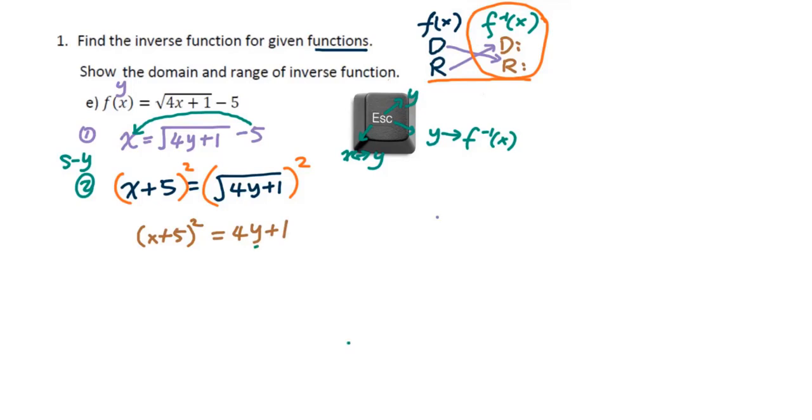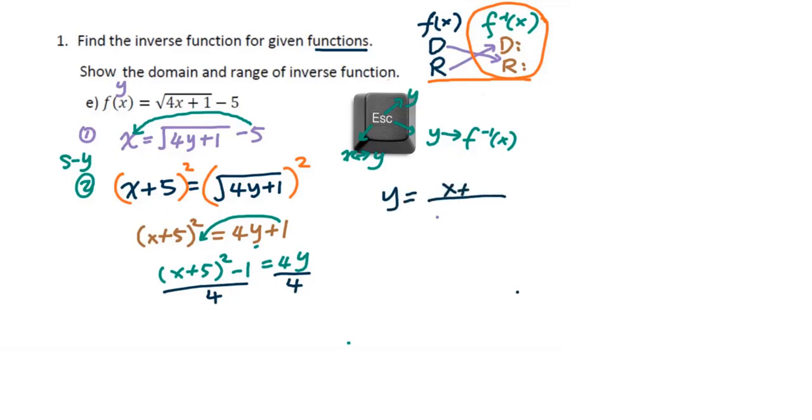Then we solve for this y. This is a linear pattern, isolating y on one side. So we do (x + 5) squared minus 1 equals 4y. Then you need to divide both sides by 4. You will get y equals ((x + 5) squared minus 1) over 4. The last step, change y into the inverse symbol: f inverse of x equals ((x + 5) squared minus 1) over 4.